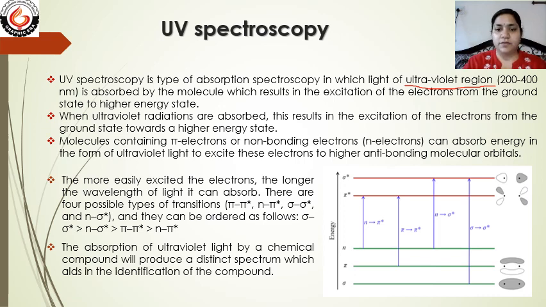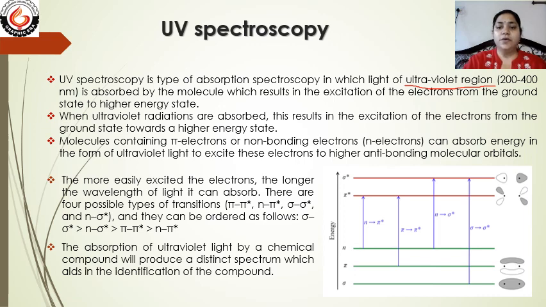energy level. As we have already discussed in molecular orbital theory, and you all know, the bonding molecular orbitals have lower energy and the anti-bonding molecular orbitals have higher energy. So bonding molecular orbitals are known as the ground state and anti-bonding molecular orbitals are known as the excited state. So after absorbing the UV radiation, the electron goes from the ground state to the excited state.